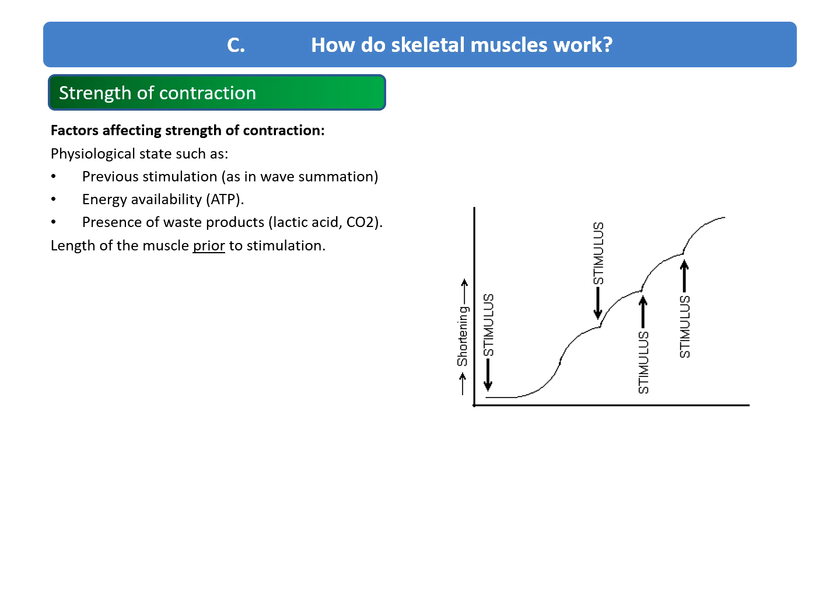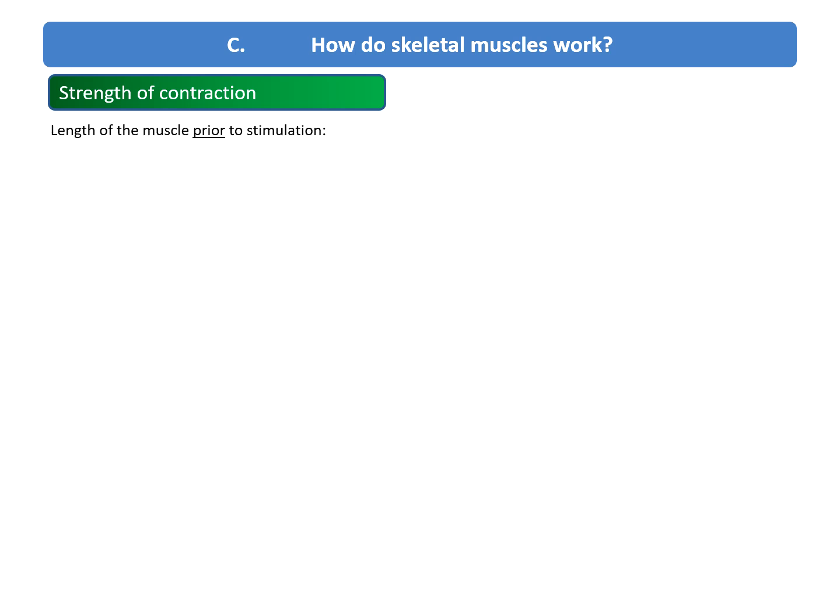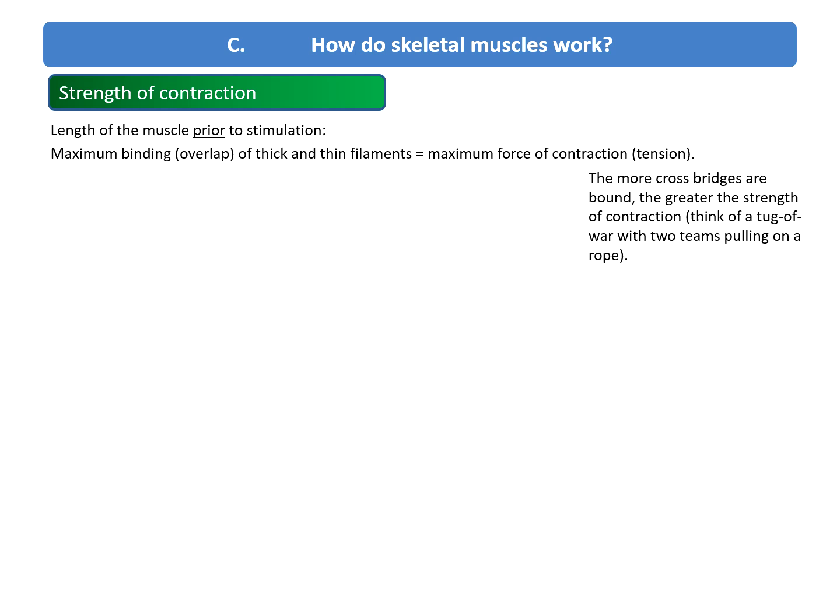And the length of the muscle prior to stimulation. Now, this is an important concept, and we'll come back to this when we get to the physiology of the heart. Maximum binding, that is, maximum overlap of thick and thin filaments, equals maximum force of contraction, that is, maximum tension. The more cross bridges that are bound, the greater the strength of contraction.